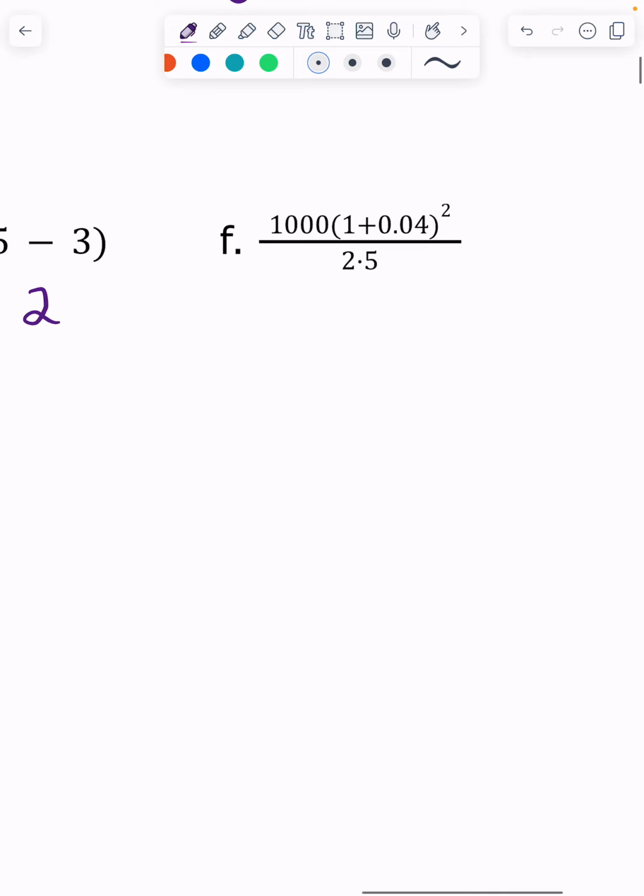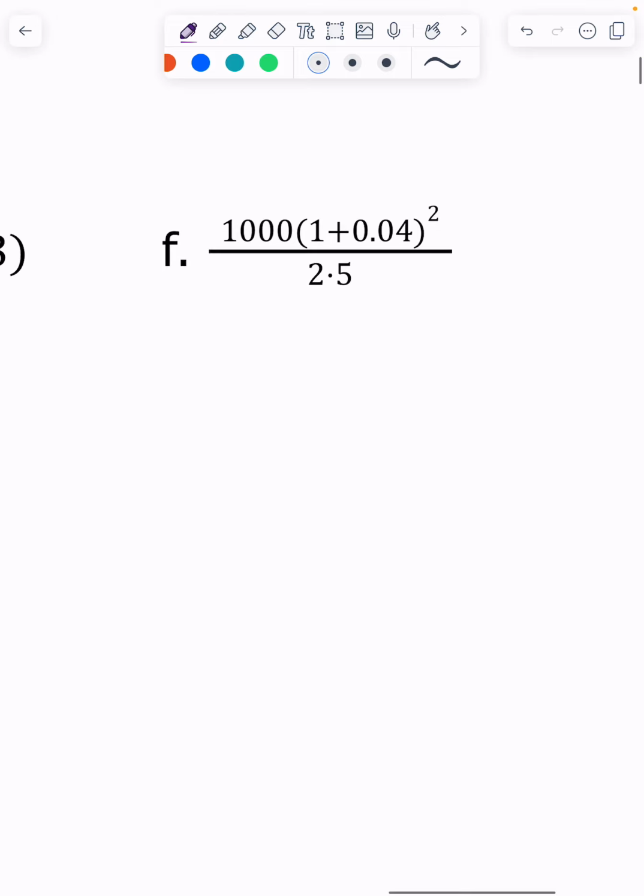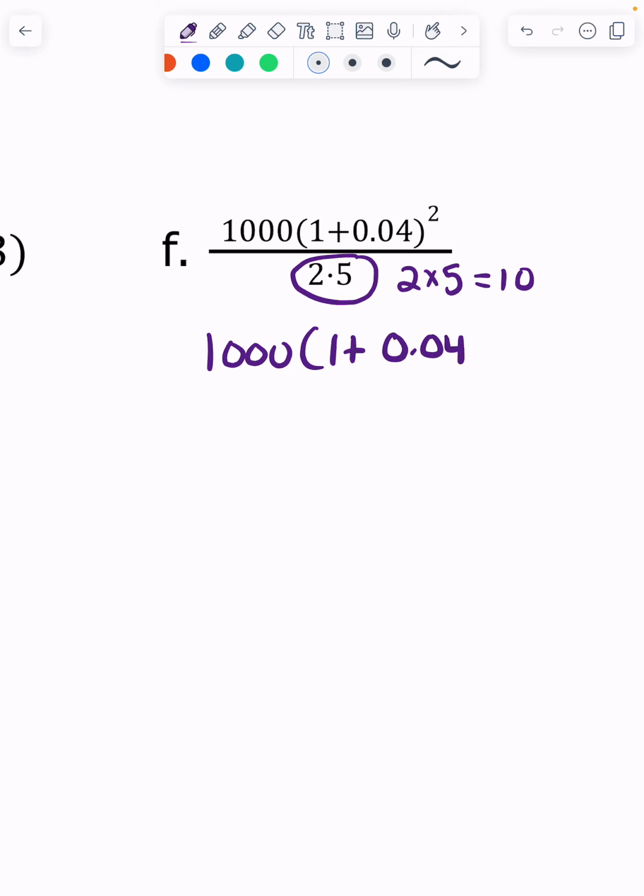F. Now this one, we have to be careful. I even made this mistake in the video the first time I recorded this. This bottom is 2 times 5, which is 10. It's not 2.5, which is easy to make that mistake. So I'm going to go ahead, because you can do this, let me explain. So I'm going to write a 10 here just so I don't mess that up.